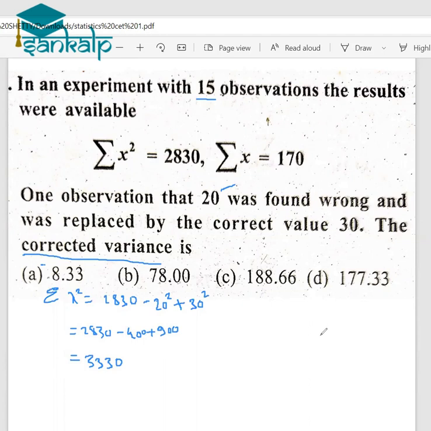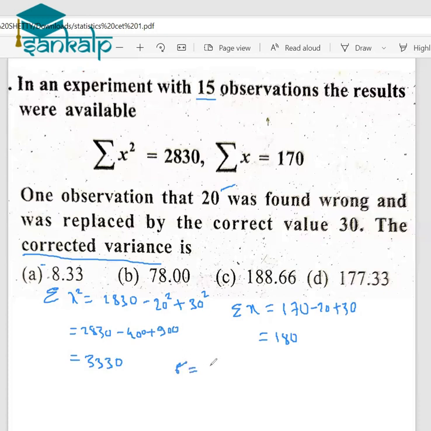Next we need to change the mean. So in sigma x also we need to find out the change. So sigma x is 170, the total is 170. In that subtract 20 and add 30. So 170 minus 20 is 150, and when we add 30 we get 180. Now these are the new values of sigma x square and sigma x. So we can calculate the variance.